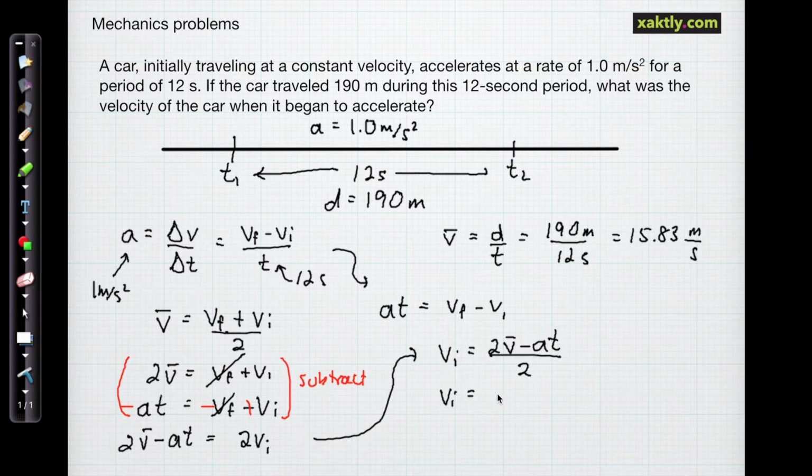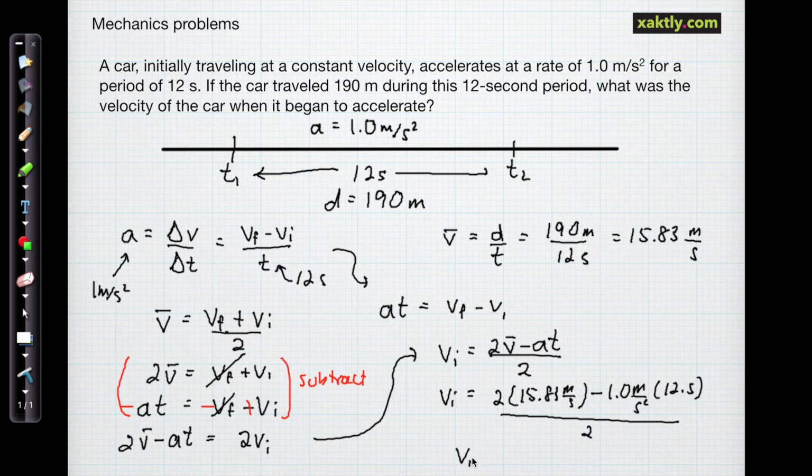Initial velocity is equal to 2 times the average velocity, 15.83 meters per second, minus the acceleration, 1 meter per second squared, times the time, 12 seconds, and that is all divided by 2. I can check out my units there and note that they'll come out in units of meters per second, and so I get the initial velocity is 9.83 meters per second.